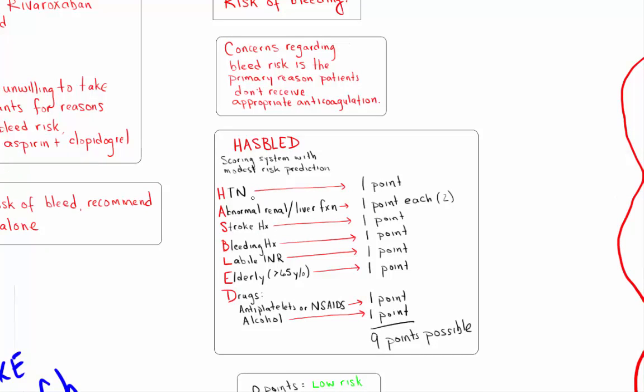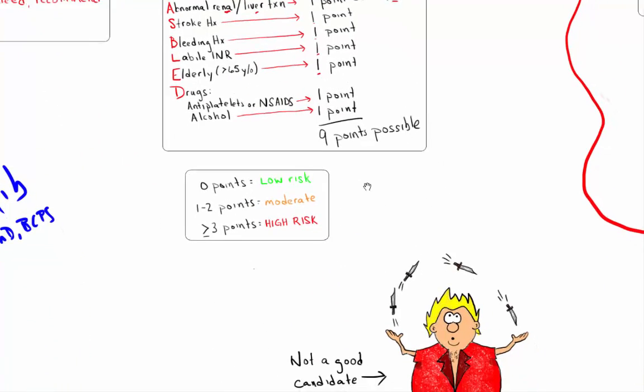be used as guidance. With the HAS-BLED system, you get 1 point for hypertension, you get 1 point each for either abnormal renal or liver function. So you can have up to 2 points there. You get 1 point for history of stroke, 1 point for a history of bleeding, 1 point for labile INR history, 1 point for elderly, age greater than 65, and 1 point each if they are taking either antiplatelets or NSAIDs, or if they have a history of alcohol abuse. So you have a total point scale of 9 points.